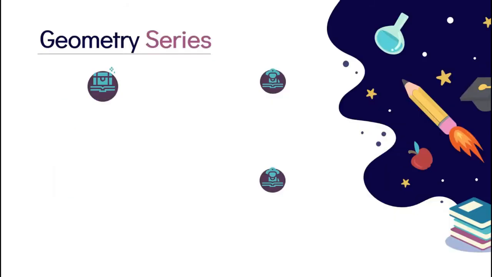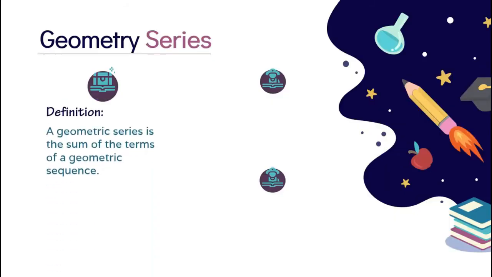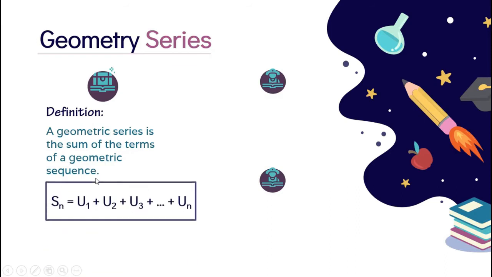Next, about geometry series. The definition of geometry series. A geometry series is the sum of the terms of a geometric sequence. The sum of the first term to the n terms of the geometric sequence can be calculated as Sn equals u1 plus u2 plus u3 plus ... plus un, or as Sn equals a plus ar plus ar squared plus ... plus ar to the n minus 1 power.